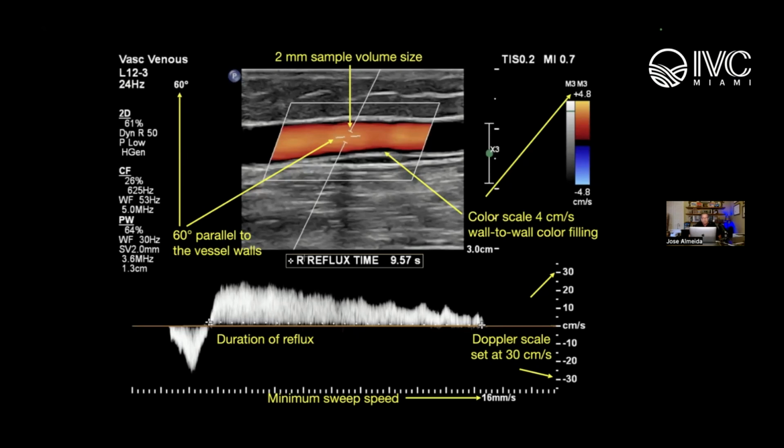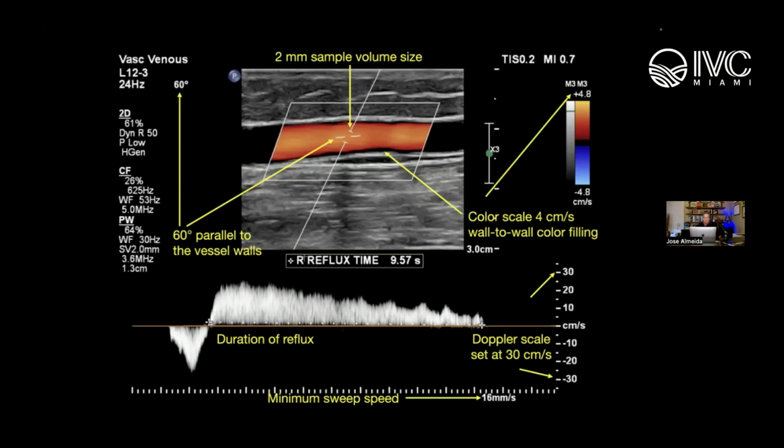And you've got your 60 degrees, your reflux time, your scale, your steering, your Doppler scale of 30 per second. There's no aliasing, there's no color bleeding out of the blood vessel, so your gain is all correct. I think you've got it all here. On the grayscale, you see the quality of the vessel wall, the resolution. That's appropriate adjustment of gain on the grayscale.